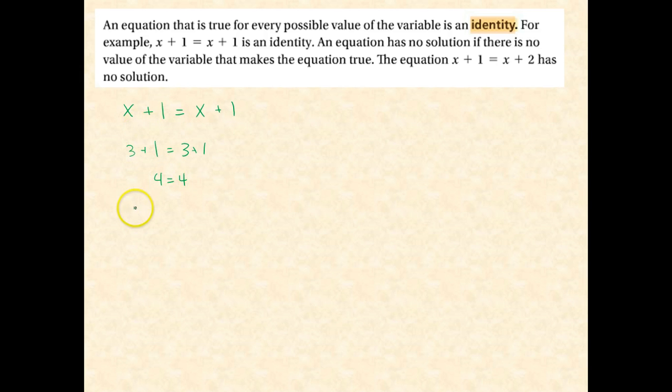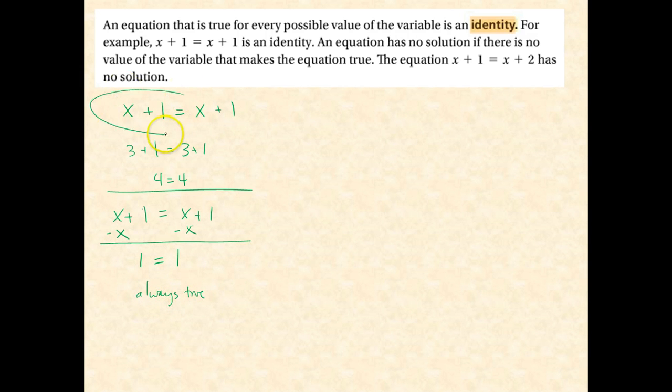Or think about it like this. If you were going to solve x plus 1 equals x plus 1, you would subtract x off of both sides to get rid of x off of one side or the other. But x minus x is 0, so you'd have 1 left on this side. X minus x is 0, so you'd have 1 on that side. So no matter what x was, you get 1 equals 1, which is always true. That means that this original equation is an identity. It means that we're equal to the same thing. This is equal to itself.